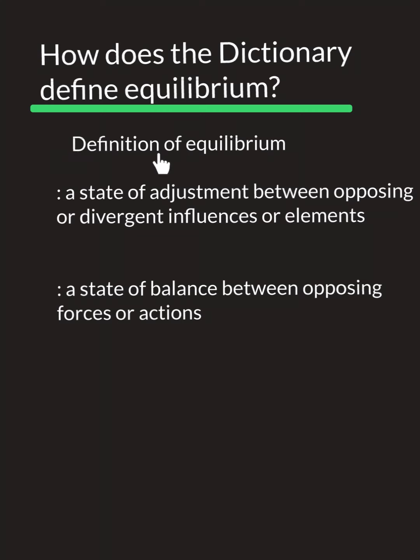According to Webster Dictionary, a state of adjustment between opposing or divergent influences or elements is called equilibrium. It also states equilibrium is a state of balance between opposing forces or actions.